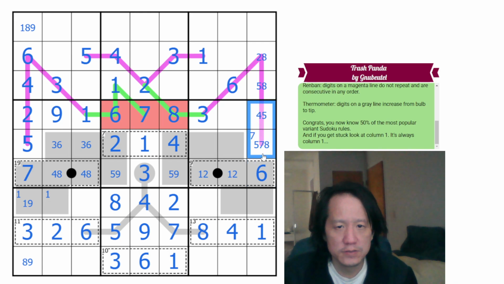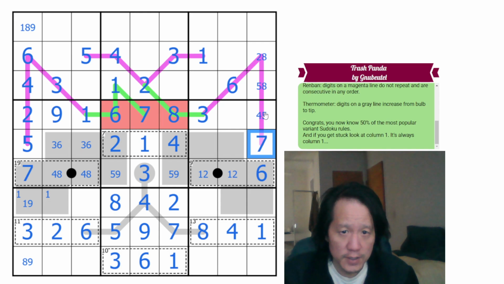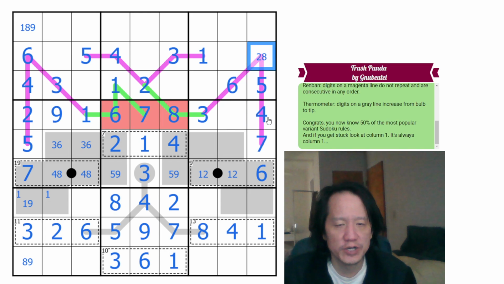box? We know this has to have a 7 on this renban. So where is a 7 on this renban? It must be here. So therefore, this is a 7. Where's the 4 now on this renban? It has to be here. Where's the 5? It must be here. And this is either 2 or 8.